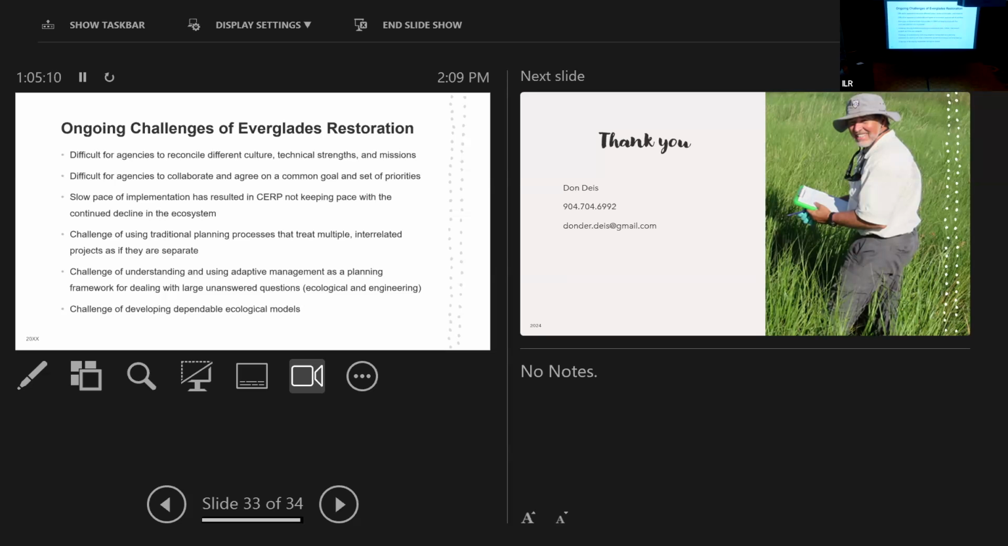And then the last is a challenge of developing dependable ecological models. Sometimes there's just not enough data. And we were lucky with the salinity models because we had a lot of continuous recording meters out in Florida Bay and Biscayne Bay, and they're recording salinity at 15-minute intervals and have been out there for a long, long time. So we had a lot of data in those areas, and we were able to develop that.